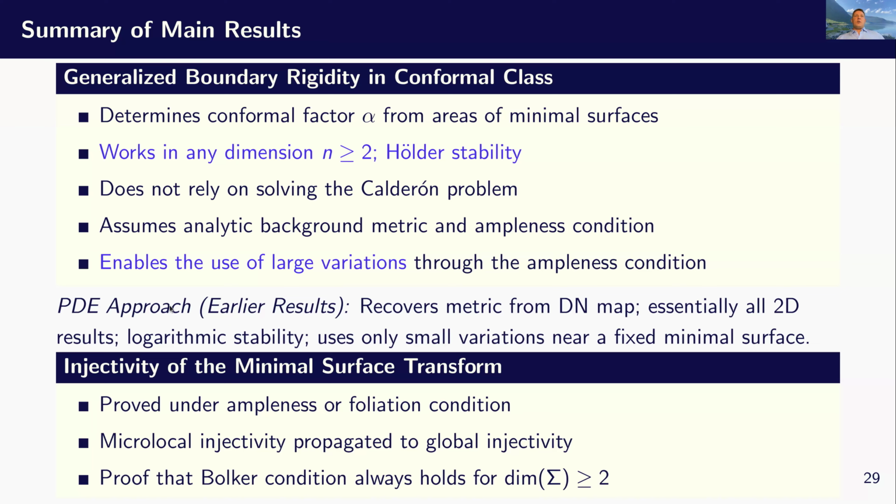If you compare these results to earlier ones obtained by these PDE methods, those recovered the metric from the DMF. They were 2D results due to the fact that they rely on the Calderon problem. They at best give logarithmic stability, and they work by small variations. So instead of having large variations, they only work with small variations of minimal surfaces. And then we also proved the injectivity of the minimal surface transformation under the ampleness of foliation condition. And we saw how to propagate microlocal injectivity to global injectivity. And we proved that this Boltzmann condition always holds when the dimension is at least 2 for the minimal surface.